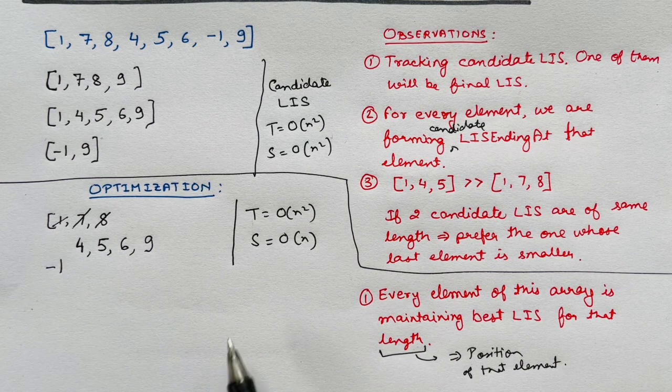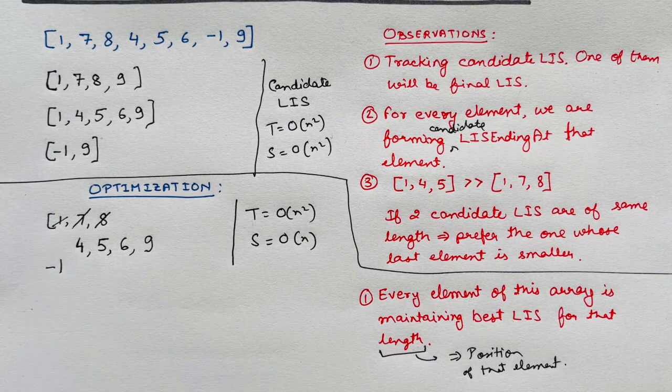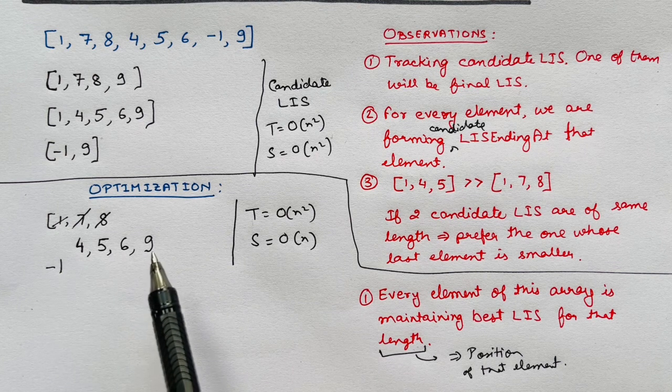Therefore, our time complexity is big O of n square, as for every element we may have to travel n steps again. But we can note a very interesting property here. The interesting property is that this array will always be sorted.